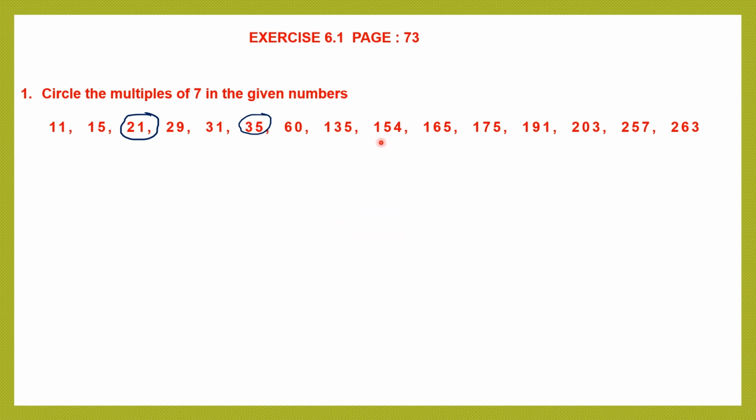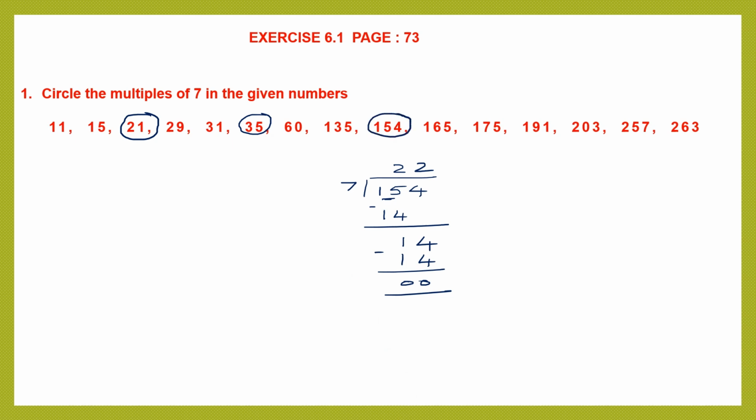Now let's take the next number 154 and let's divide it by 7 and see. So in the same way, take 154 divided by 7. Take 15. 7 twos are 14. Now let's subtract. 15 minus 14 is 1. Bring down the next number. It's 14. 7 twos are 14, minus, 0. So now the remainder is 0. That means 154 is a multiple of 7. So let's circle 154. It's a multiple of 7.